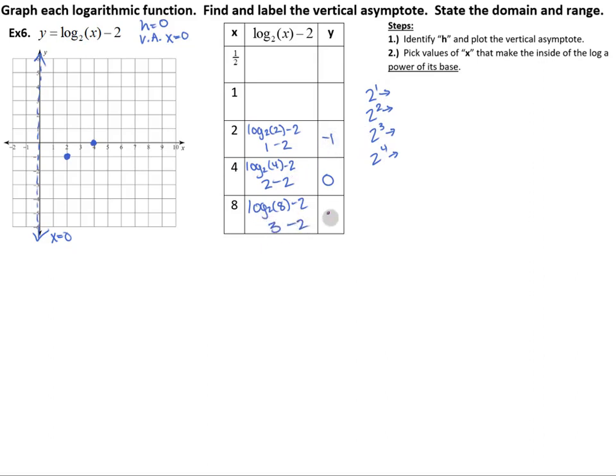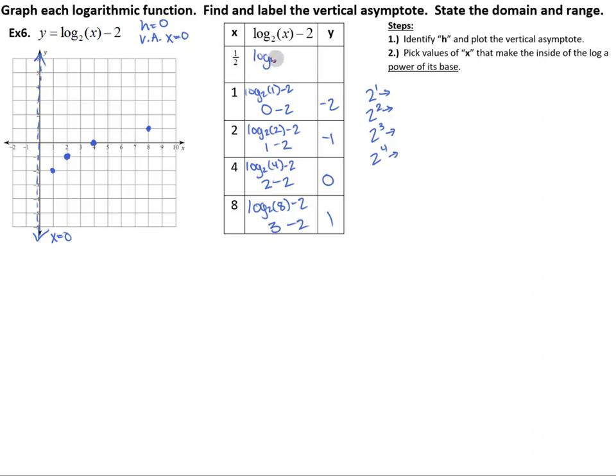So this evaluates to 3, and 3 minus 2 is 1. So at 8, we're up at 1. Let's plug in 1, log base 2 of 1. Remember, 2 to what power is 1? 2 to the 0 power. So at 1, we're at negative 2.